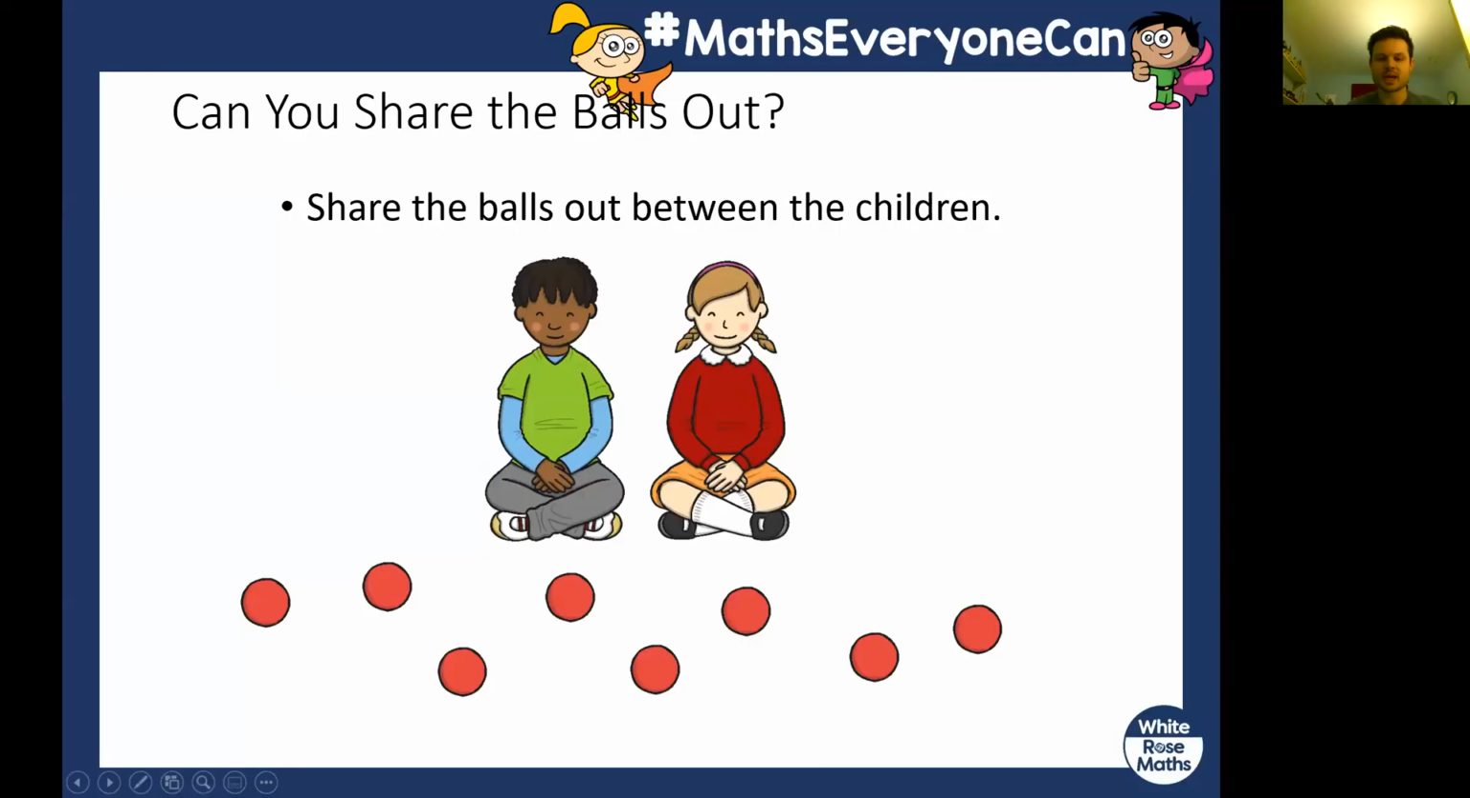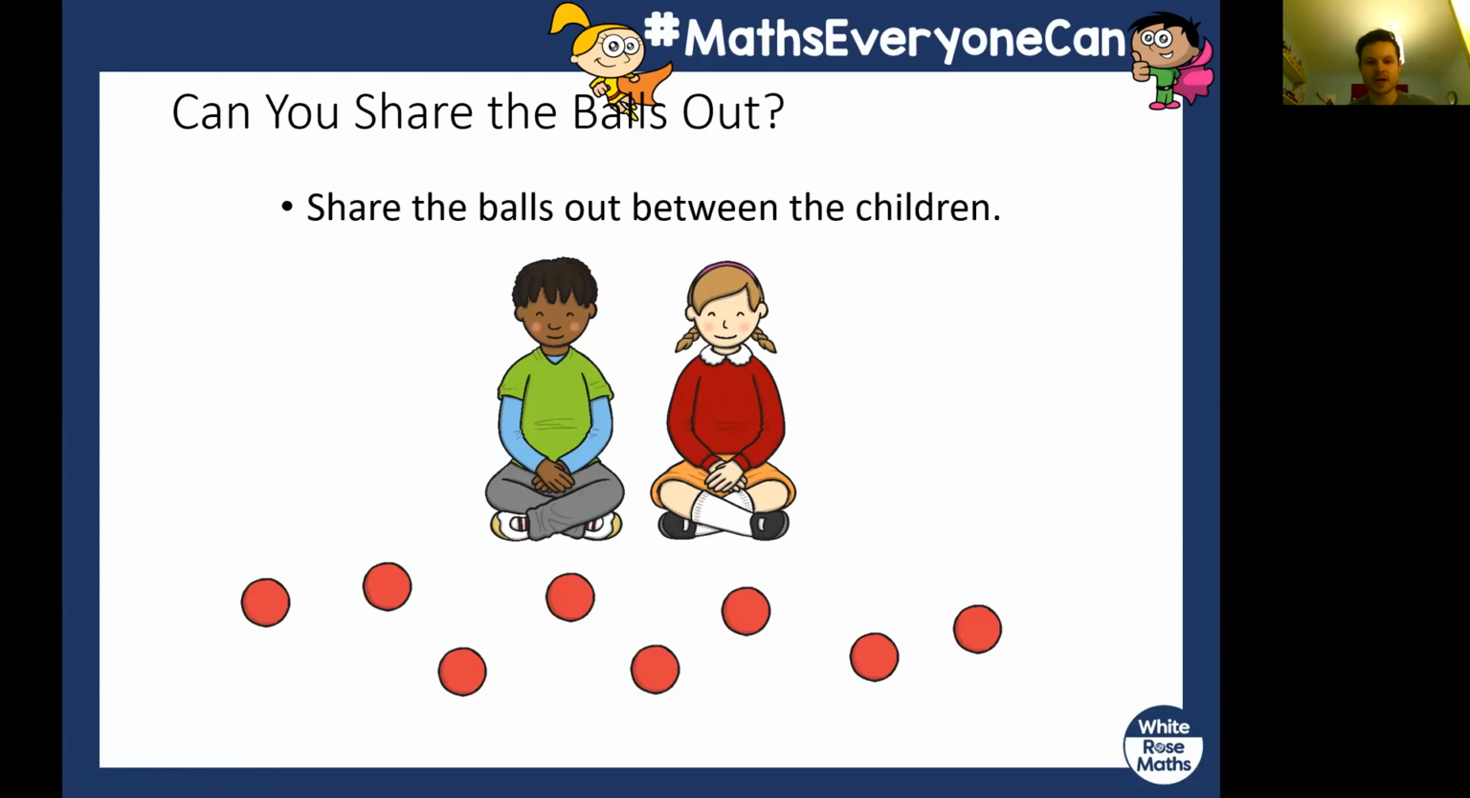Today we're going to be thinking about making the numbers 6, 7 and 8 in lots of different ways. But first we're going to warm up our brains by having a quick activity. Okay, so you can see a picture of a boy and a girl and how many red balls? Can you count the red balls for me? So pause the video and count how many balls you can see.